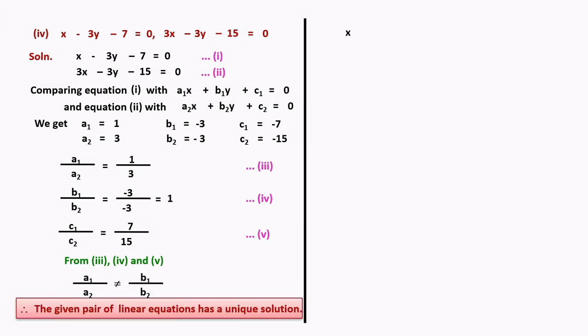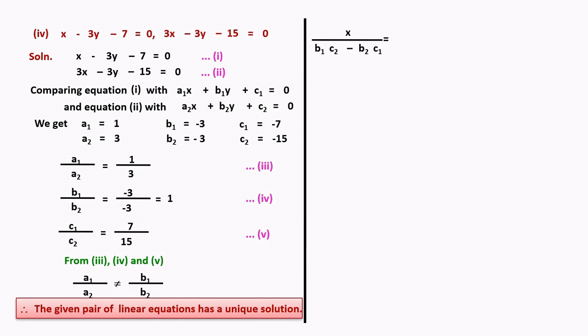Since a1 by a2 is not equal to b1 by b2, the condition a1 by a2 is not equal to b1 by b2 holds. Therefore, the lines intersect each other. The pair of linear equations has a unique solution. Now solve using the cross multiplication method.